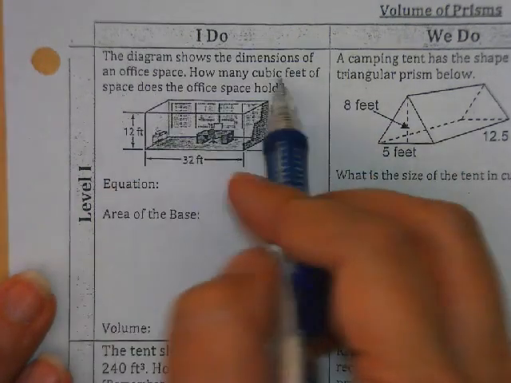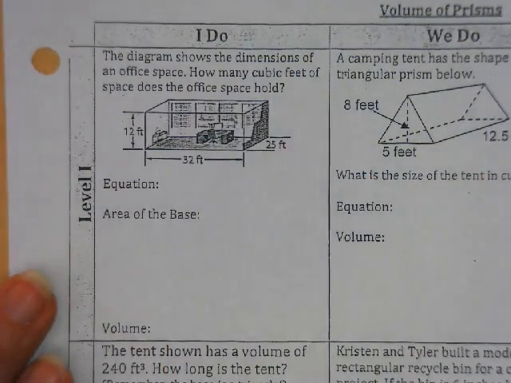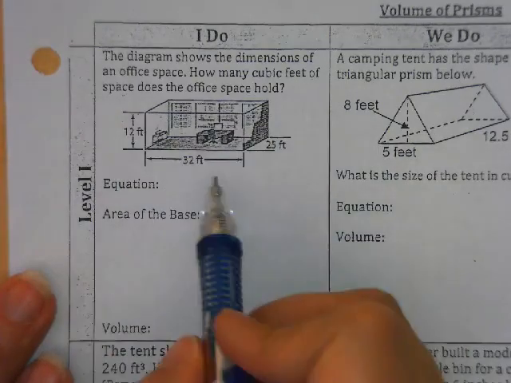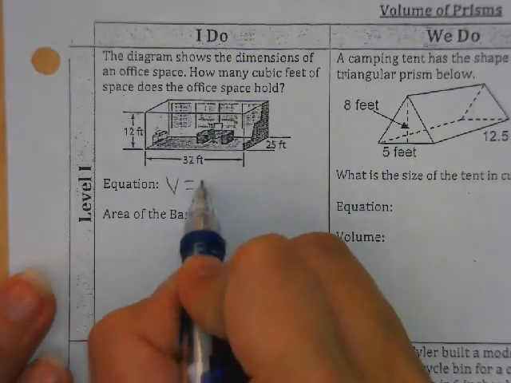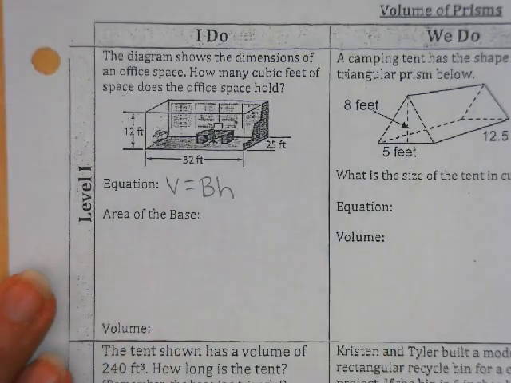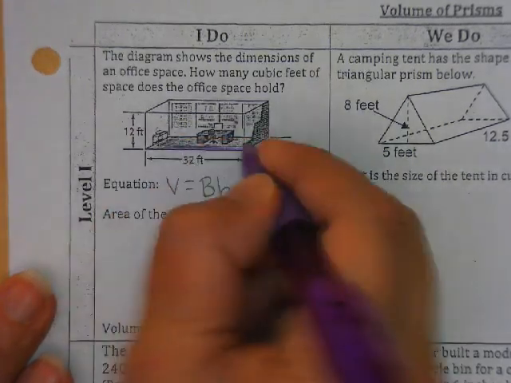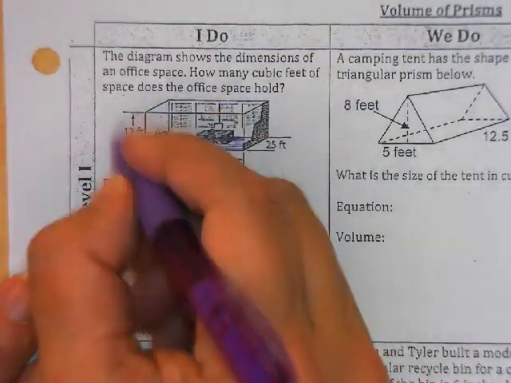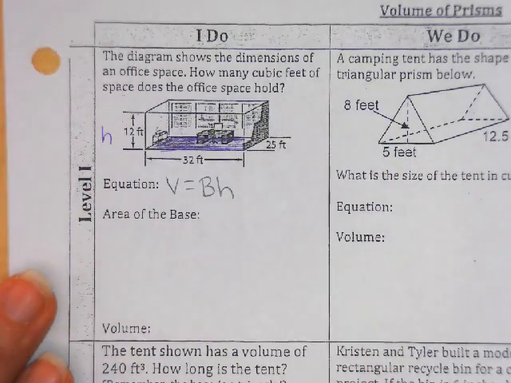So this says the dimensions of an office space, cubic feet. How many cubic feet will it hold? Well, again, this is big B, H. Area of the base. Where is my base shape? Let's color it in. It's the what? It's the floor, right? Here's my base shape. That makes this my height.